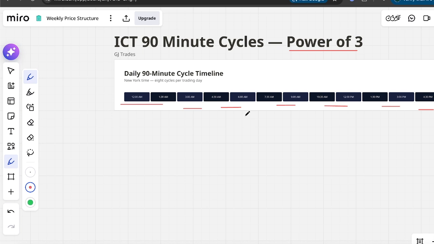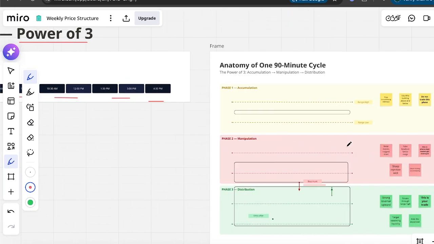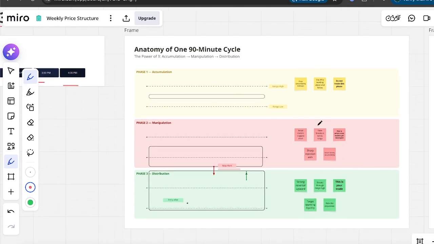Now, here's what makes this powerful. Every single one of these cycles has the same internal structure. The same pattern repeats inside every 90-minute cycle block. Whether it's 2 a.m., 10 a.m., or 2 p.m., the pattern is the power of 3. Once you can see it, you can't unsee it. So we're going to move on to the power of 3 and understanding this on a better level.